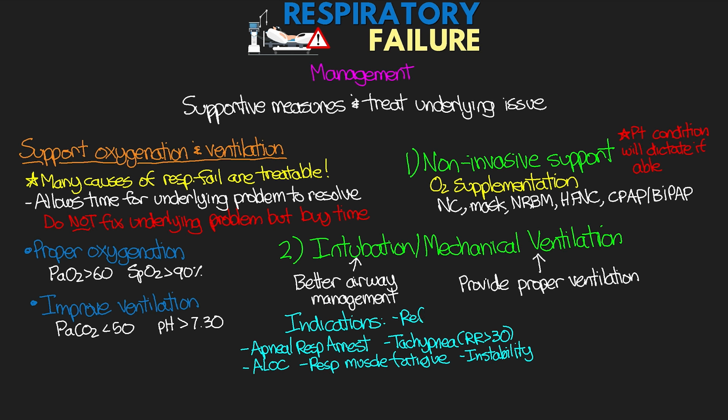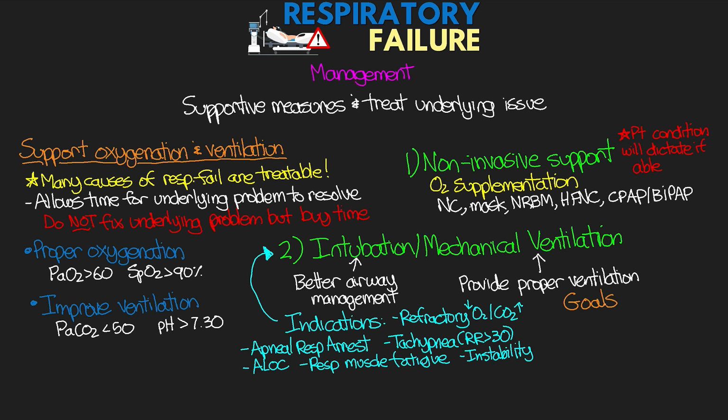If they have refractory hypoxemia, despite the non-invasive support that we've tried, as well as refractory hypercapnia, and especially if we have a pH now that's less than 7.25. All of these would be our indications that our patient probably needs to be intubated and we need to control their breathing better with the vent.